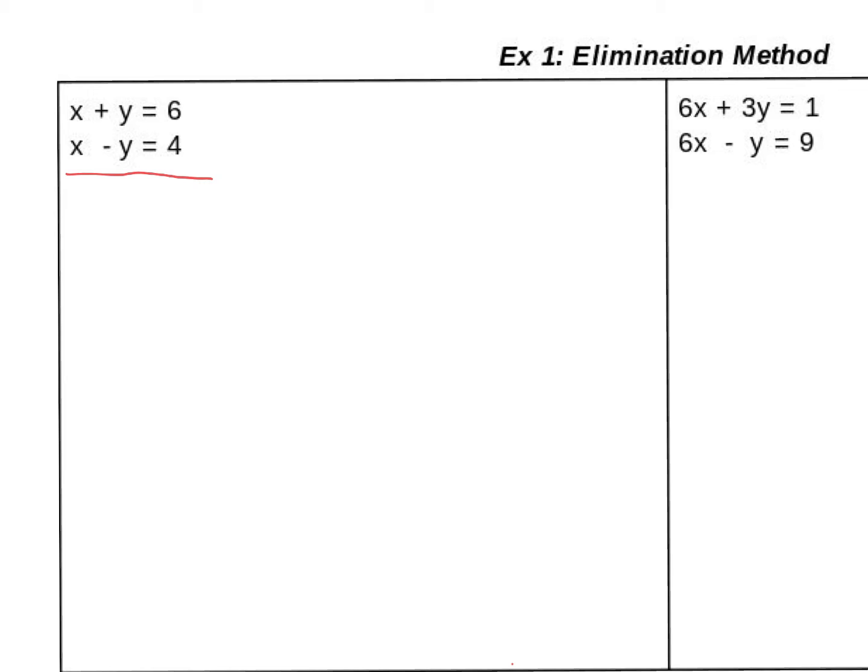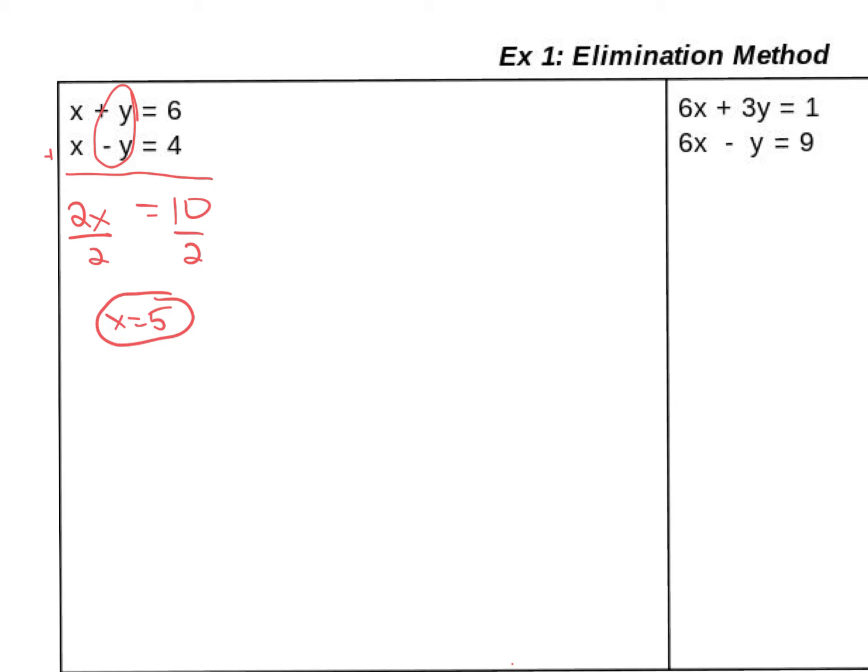So we are going to add these two together. x plus x is 2x, y minus y is 0, and 6 plus 4 equals 10. And what you see happen right there is the y's eliminate themselves. This is now going to allow us to solve for x. The next step is to divide both sides by 2, and x equals 5. So that is the first part of the solution.